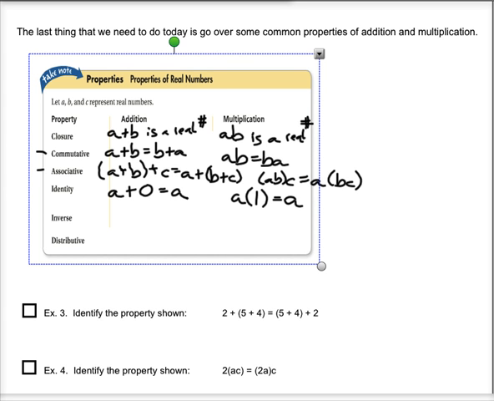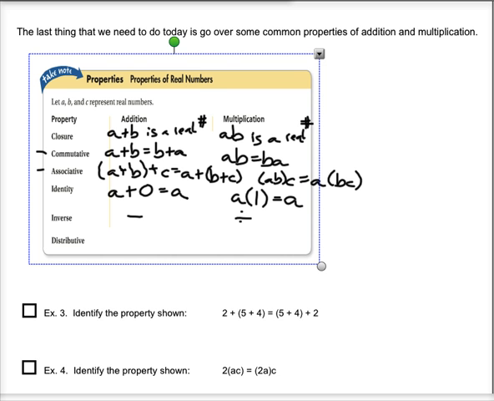Inverse. Inverse operations. Basically asking, well, what is the opposite? What can I do to undo that property? So, addition. The inverse is subtraction. Undoes it. For multiplication, the inverse is going to be division. And those I have full confidence you guys know, okay?